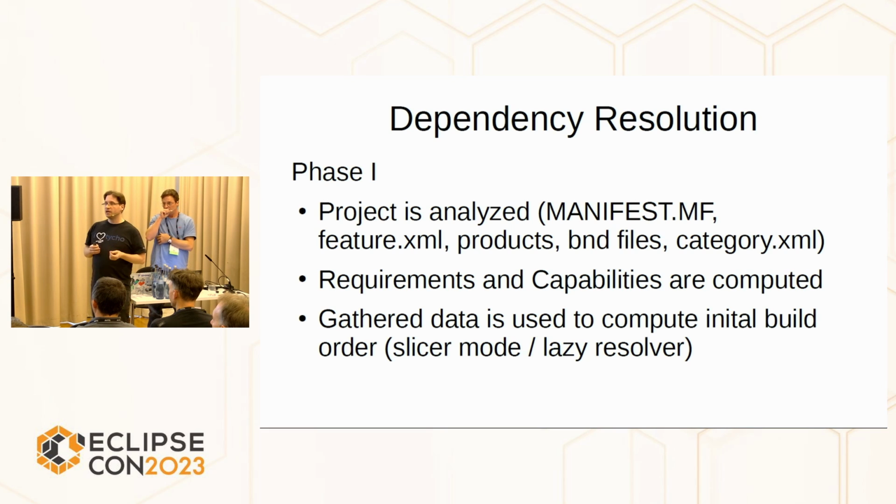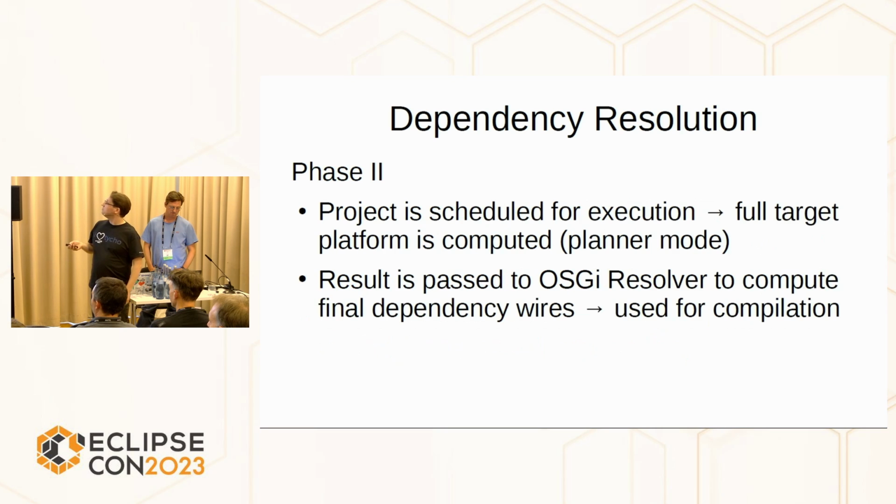This is split now in Tycho so that the projects themselves are only analyzed: the manifests, the features, products, BND files, category files, and we only use a very limited set of requirements and capabilities that only describes the relations between the projects you are building. And this data is then used to compute an initial build order, and then the build can start much, much faster and, of course, fail faster.